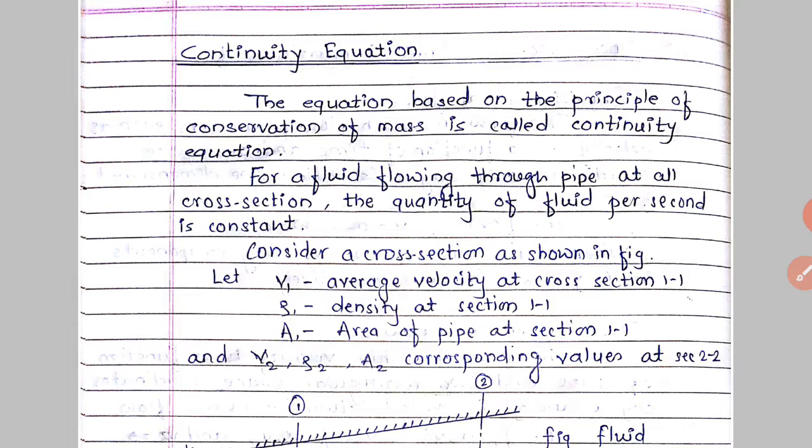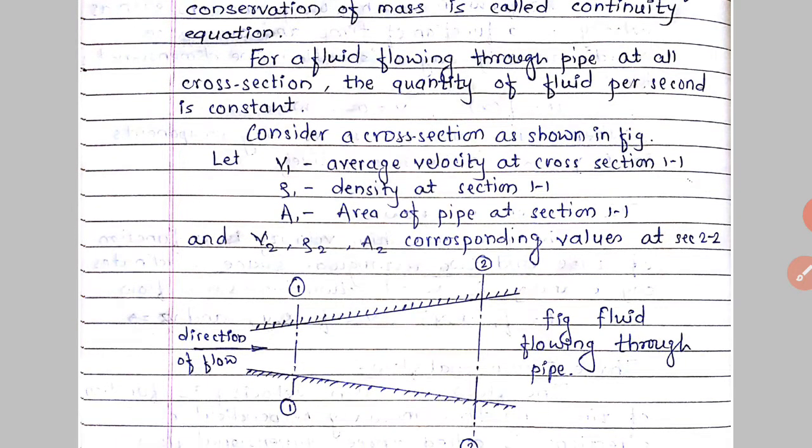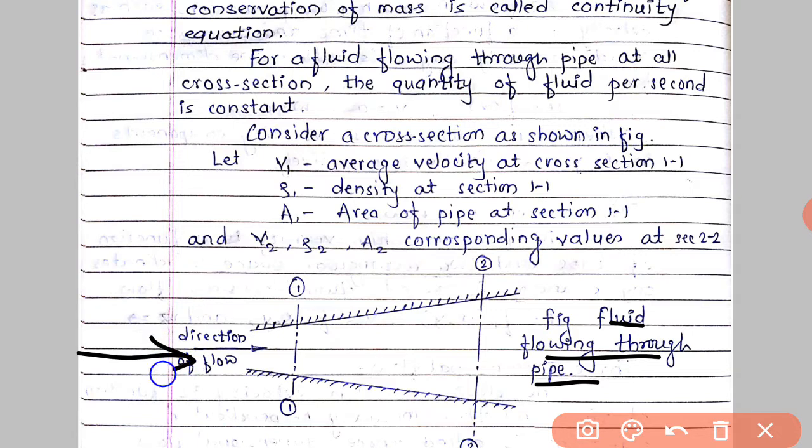For this, we have to consider a pipe flow. This is a pipe flow, fluid flowing through the pipe, and this is the direction of flow. Consider section 1 and this is section 2. For fluid flowing through a pipe, at all cross sections the quantity of fluid per second is constant. That is, the quantity does not change. The quantity will remain constant according to conservation of mass.